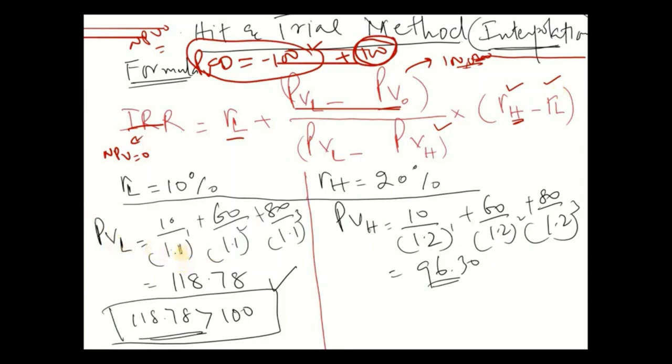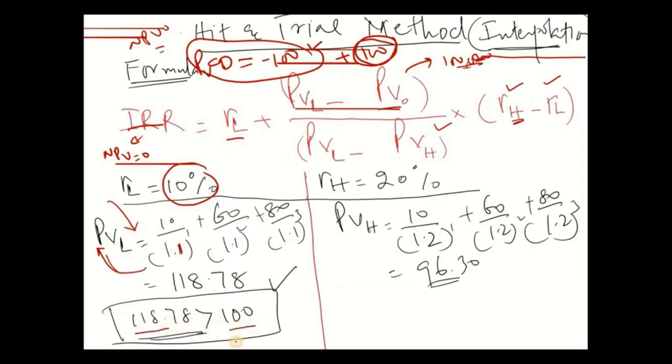Remember, we know that there is an inverse relationship between the cost of capital and the present value. So if we increase the cost of capital, your present value will decrease. If you are decreasing your rate, your present value will go up, and if you increase it, it will decrease, right? Because it is an inverse relationship. So if we use 10%, our answer is 118.78. So your present value of cash inflow is 118.78.